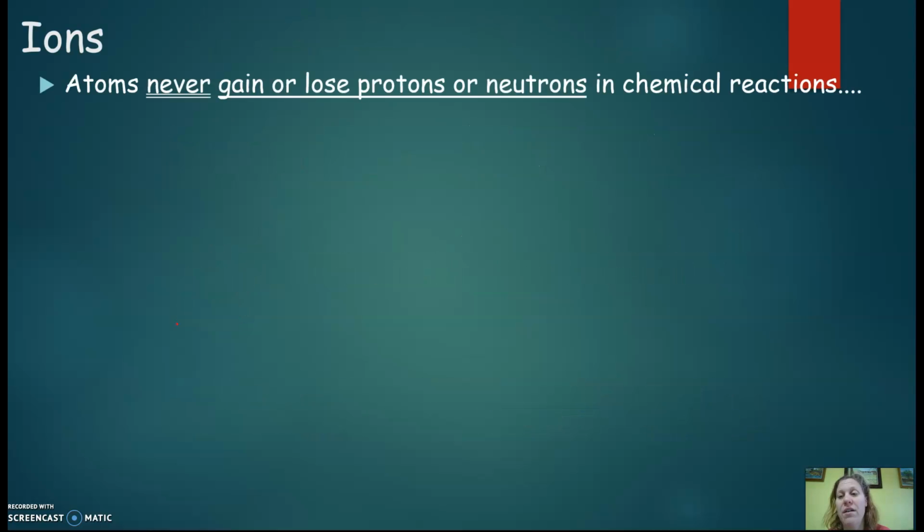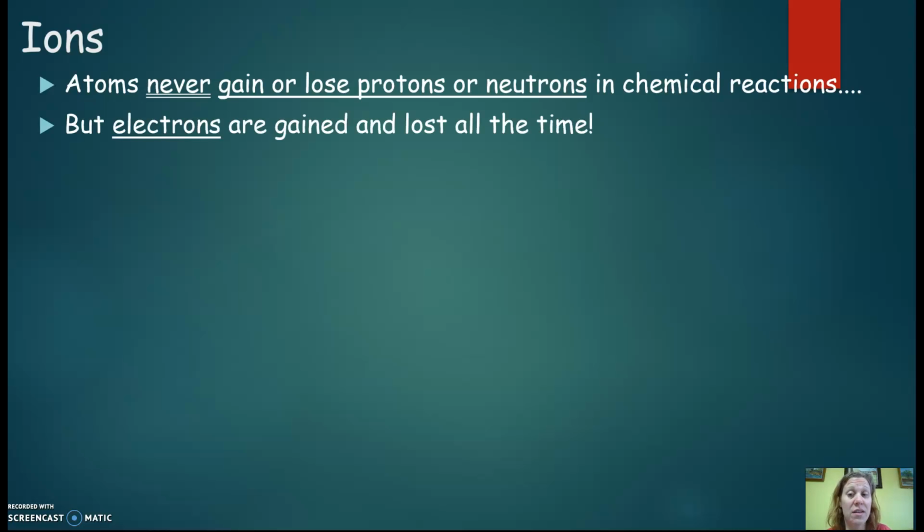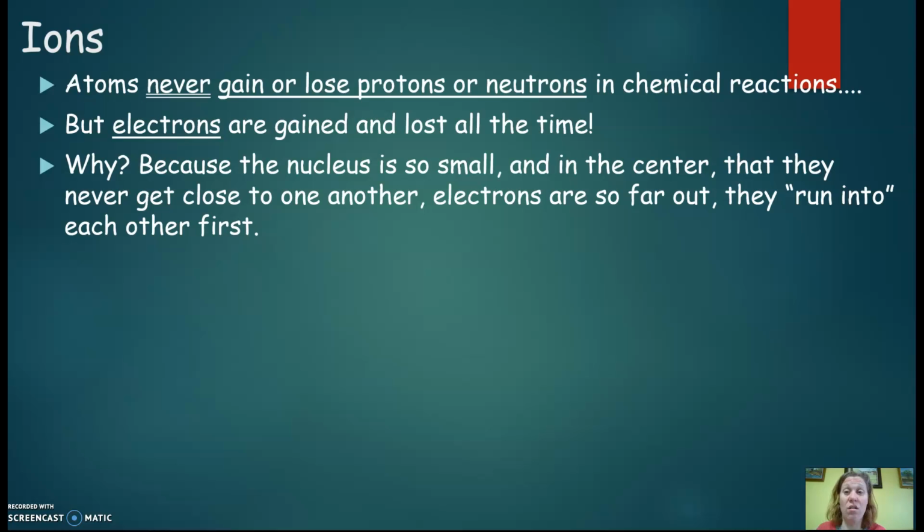So, how does an ion happen? Atoms don't ever gain or lose protons or neutrons, but electrons are gained and lost all the time. Why don't you ever gain or lose protons and neutrons? Because they're in the middle, and the nucleus is so tiny. Remember the marble in Arrowhead Stadium, and they just never get close to each other.